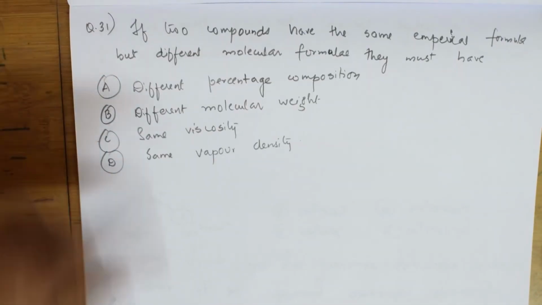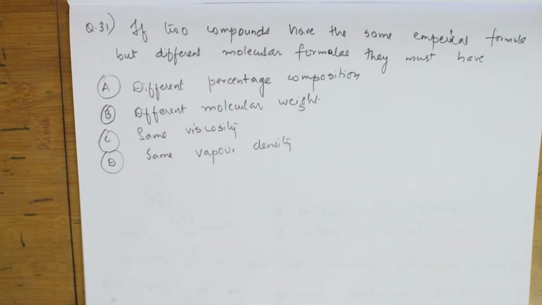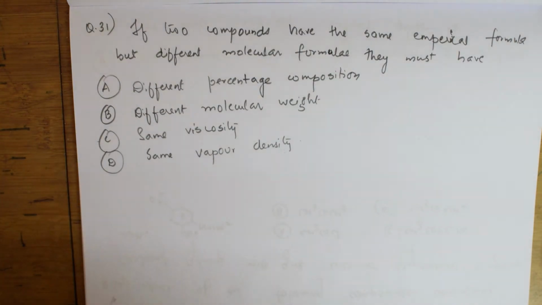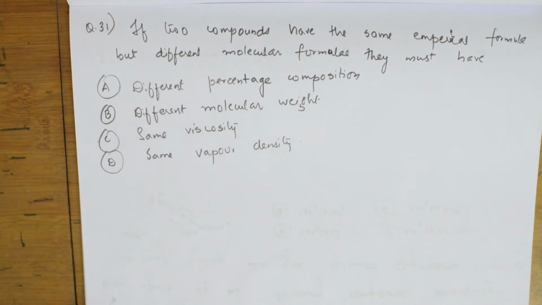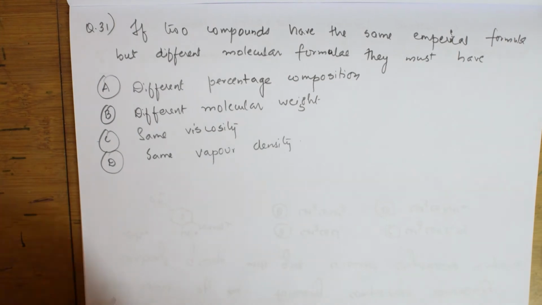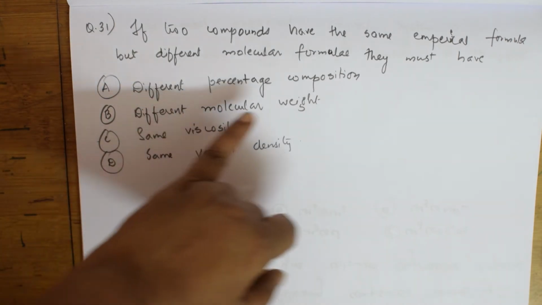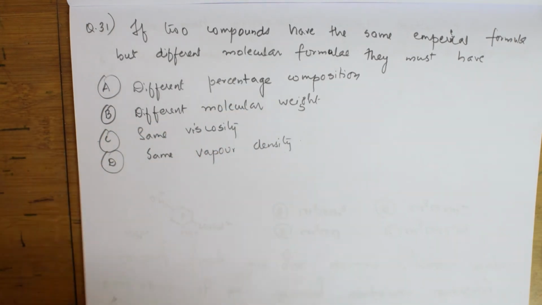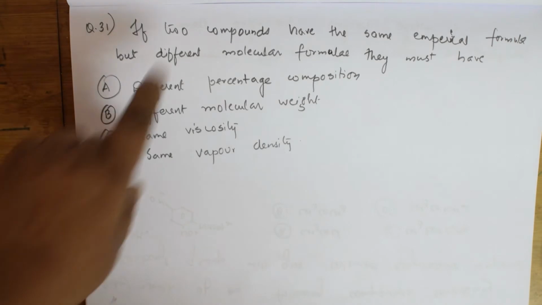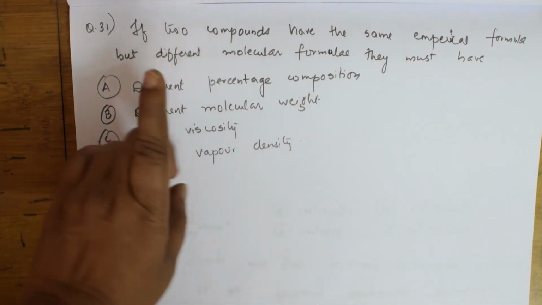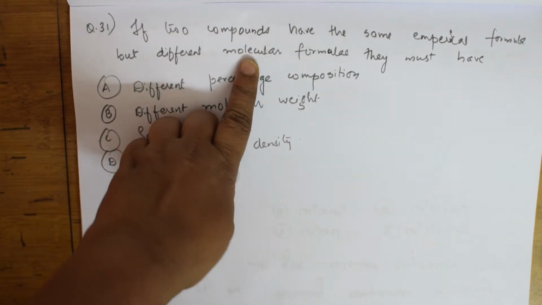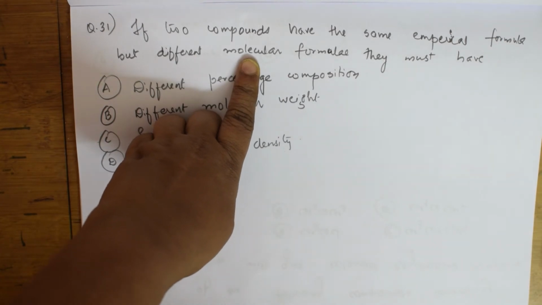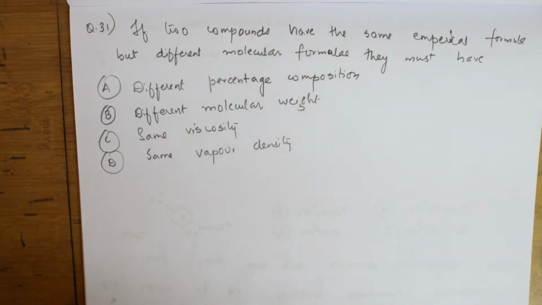Right. So here, what do they give me? If two compounds have the same empirical formula but different molecular formula, they must have what? Okay, two compounds have the same empirical formula but different molecular formula. They have given options: different percentage composition, different molecular weight, same viscosity, same vapor density. So if molecular formula is different, what will happen? Molecular weight also will be different, isn't it?